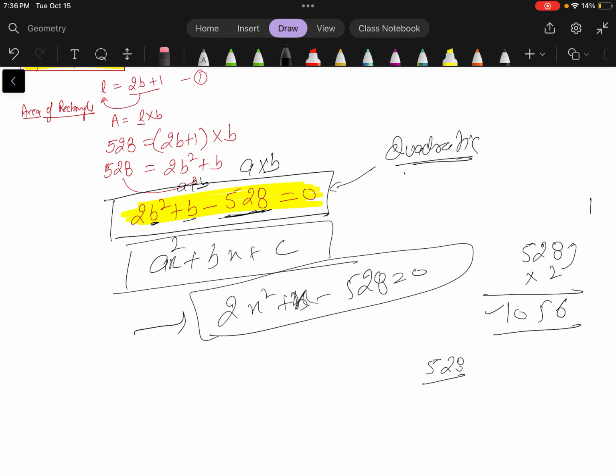Have you thought? 2 multiplied by 264. So what will be the result? 528. How? 264 multiplied by 2. 8, 12. 2 2s are 4 plus 1, 5.